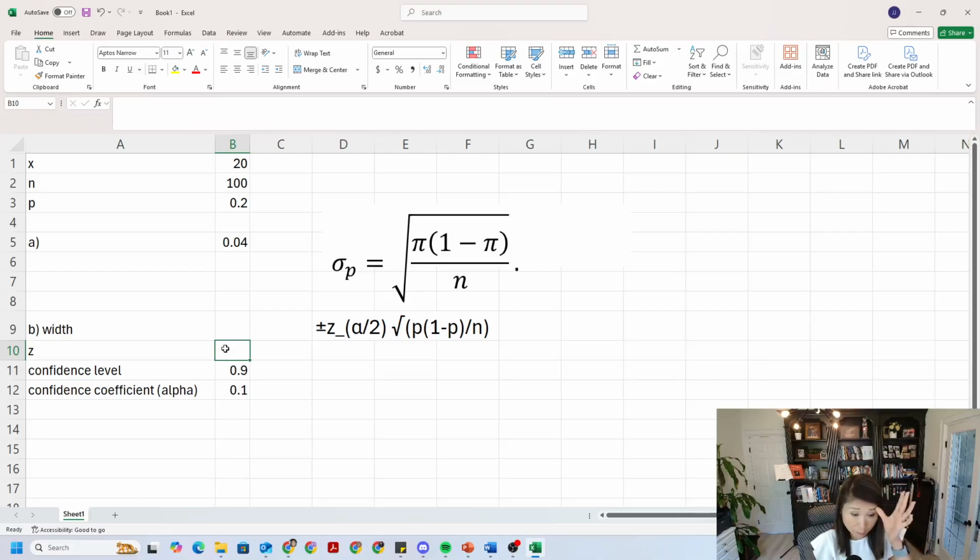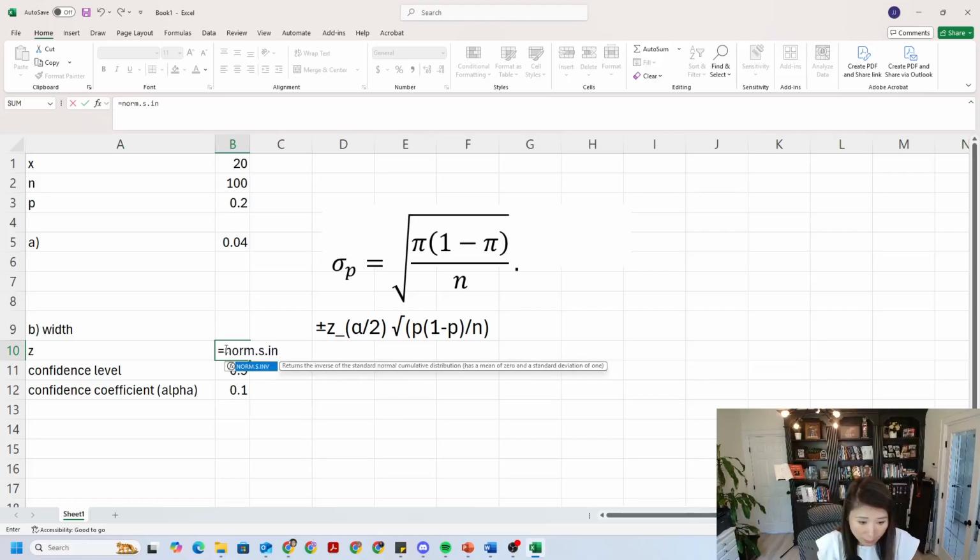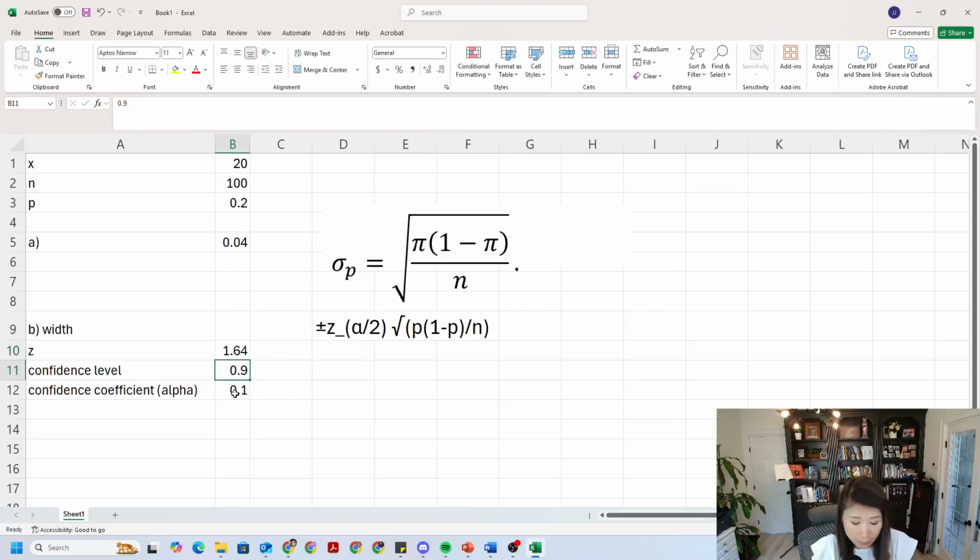We learned that from part 1, when we looked at the confidence level for mu, given sigma is known. So it's NORM.S.INV, and then our confidence level plus the confidence coefficient divided by 2. That's the probability we use inside this Excel formula. That gives us 1.64, the z statistic we're using. Now we have the z statistic value, the p value, and n, so we can start using this formula.